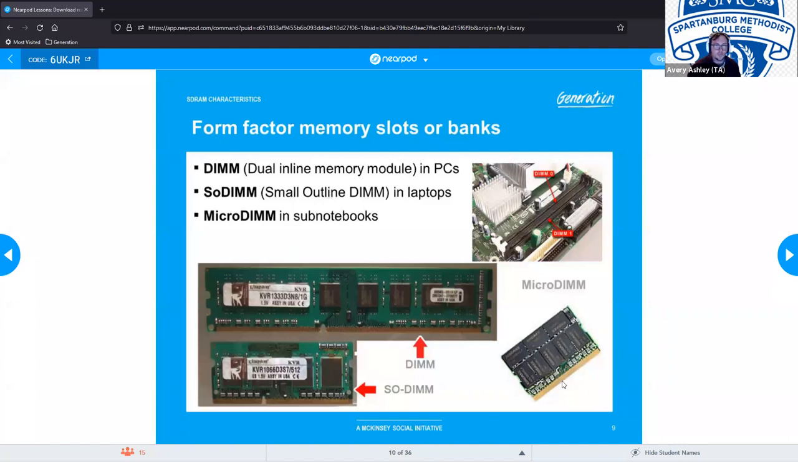This is an example right here. It's very small. And you can see that all these RAM sticks or modules have chips on the side, and they have to pack it super tightly on the micro DIMM.